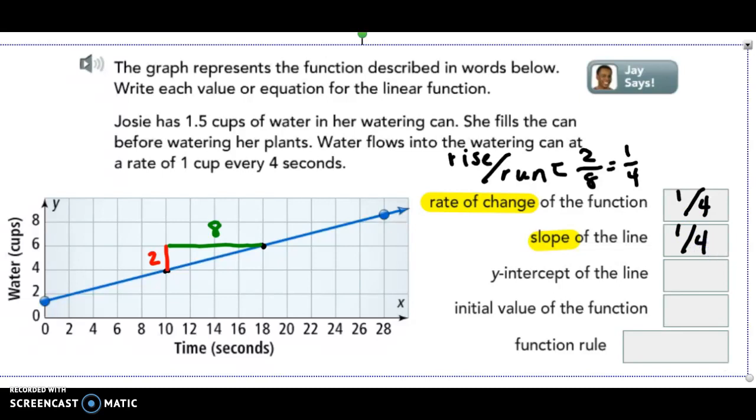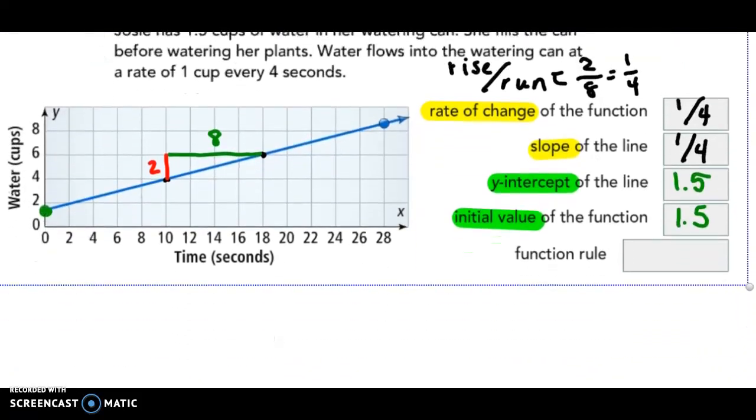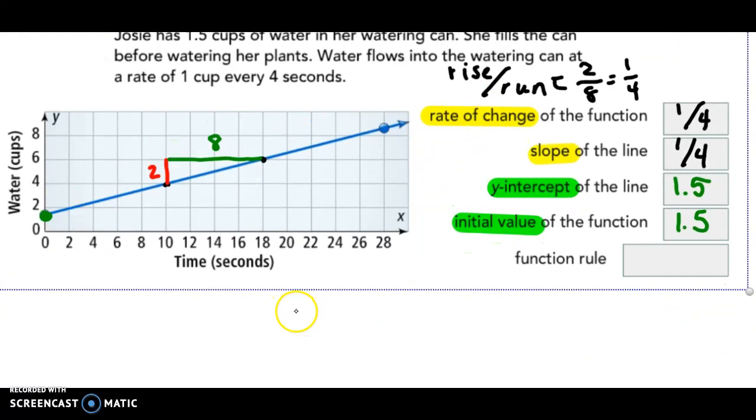The second thing we're looking for is our y-intercept of the line and the initial value. Well, these two things mean exactly the same thing. They want to know, where does our graph cross the y-axis? Well, it crosses the y-axis right at this point. And at this point, we cross the y-axis at 1.5. So that is going to be our initial value and y-intercept. Well, now we need to create a rule for this. Remember, the equation is y equals mx plus b.